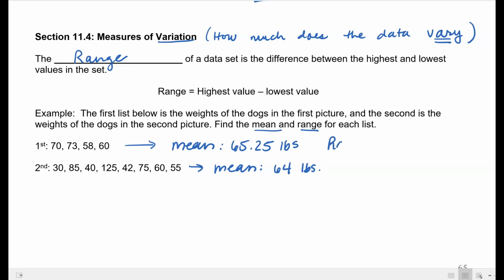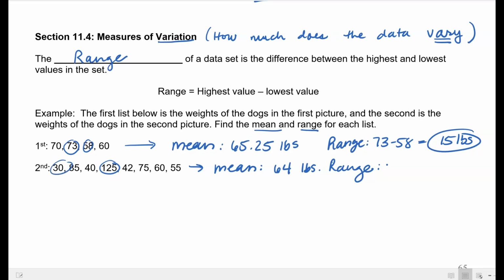Let's find the range. For the first list, we're going to take the high minus the low. The highest value looks like 73 and the lowest is 58. So 73 minus 58, we get 15 pounds. So that's the range for the first one. And for the second one, we've got 125 minus the lowest, which is 30. And the range is 95 pounds.